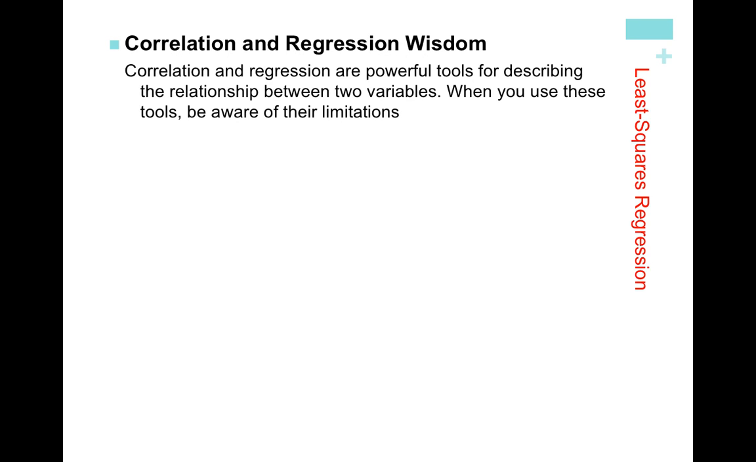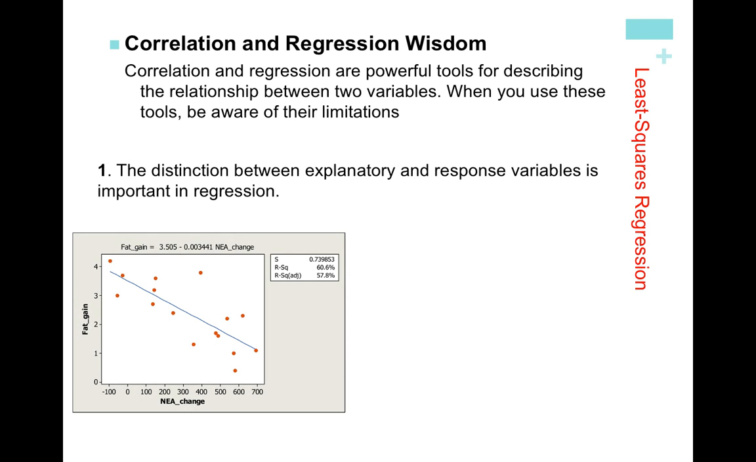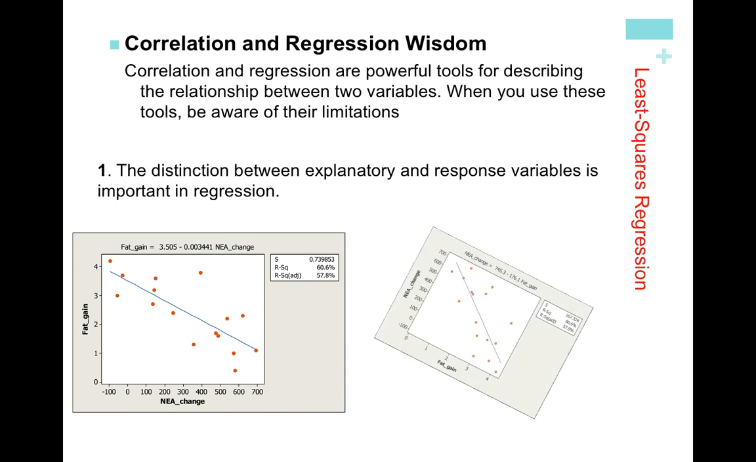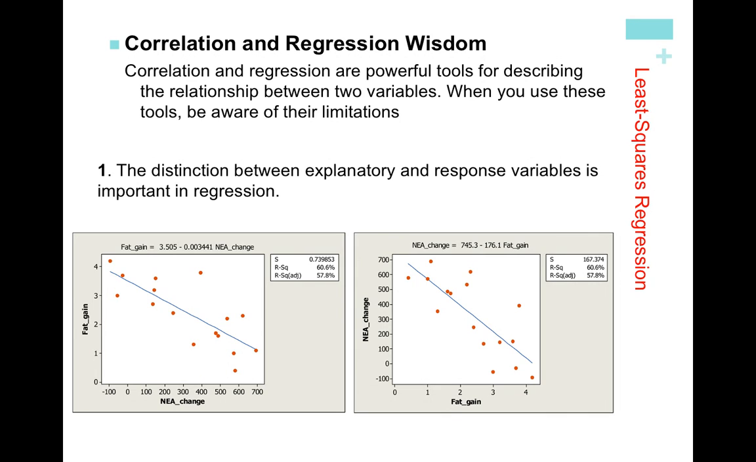So in addition to being able to write your equation from computer output, today we need to talk about just some things to be cautious of when we're looking at regression. When we look at the distinction between explanatory and response variables, it is important. You have two examples here where the x and y variables are changed.